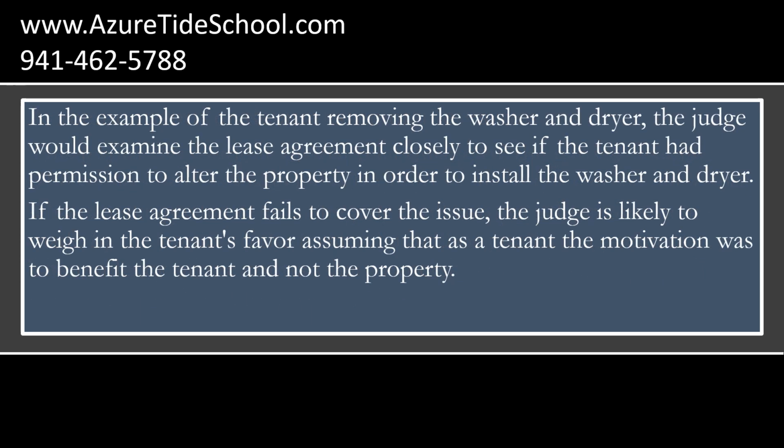In the example of the tenant removing the washer and dryer, the judge would examine the lease agreement closely to see if the tenant had permission to alter the property in order to install the washer and dryer. If the lease agreement fails to cover the issue, the judge is likely to weigh in the tenant's favor, assuming that as a tenant, the motivation was to benefit the tenant and not the property.